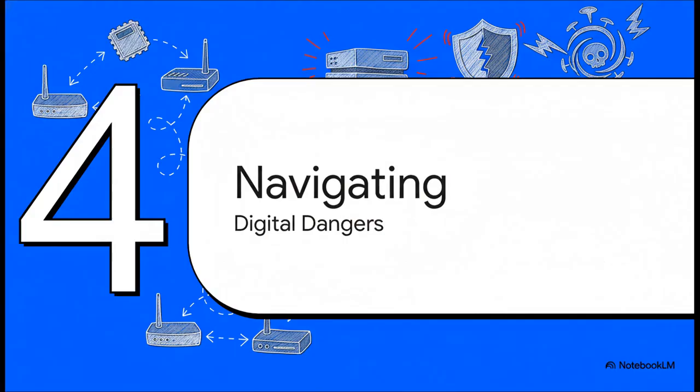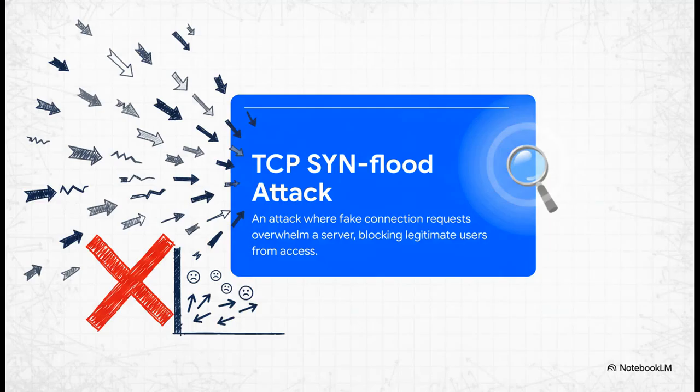So our little data packet is now hopping from router to router, getting closer and closer to its destination. But let's be real, the internet isn't always a friendly neighborhood. There are dangers lurking out there, and the server it's trying to reach could very well be under attack. So let's look at one really common threat, something called a TCP SYN flood. This is a classic brute force attack. It's not trying to steal data, it's trying to shut a server down completely by just overwhelming it, flooding it with connection requests until it gets knocked offline and nobody can get through.